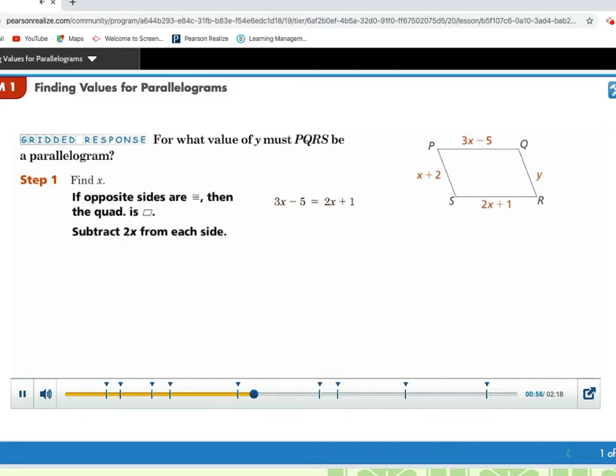Subtract 2 times x from each side. Now add 5 to each side. So x equals 6. Step 2. Find y.